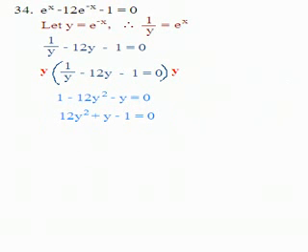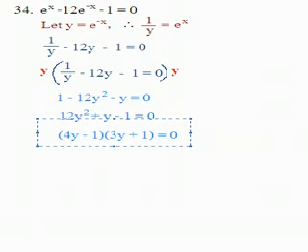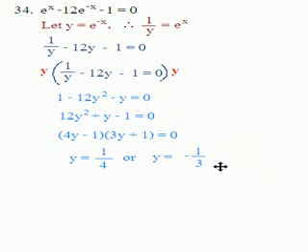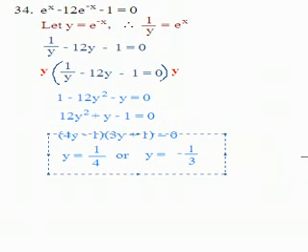I then factor that if I can. In this case, this one can be factored. So that gets to be factored to be (4y - 1)(3y + 1). Solving for y, I get y to be 1/4, or -1/3.